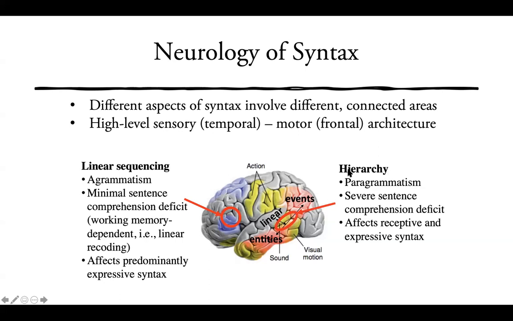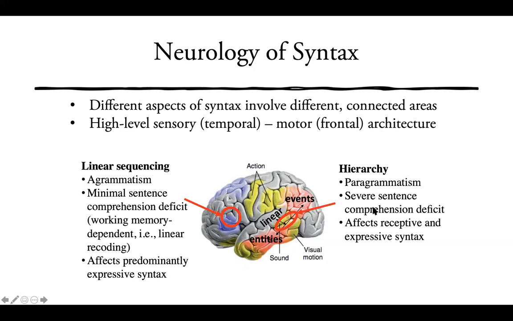Damage here affects the hierarchical processes involved in syntax. When damaged, it produces paragrammatism because it is no longer possible to take semantic event structures and derive a hierarchical relationship between them. What the patient is left doing is just selecting pre-coded sequence chunks, maybe highly familiar sentence sequences, morphological sequences, and kind of glomming them together.